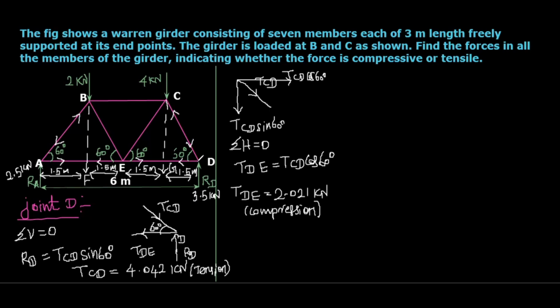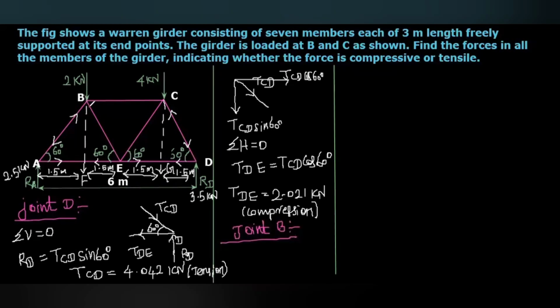Okay. So up to this, we calculated for the joint D also. Okay. Then we are going to consider the joint B. Okay, next. So here B, I'm going to draw the free body diagram of the joint B. Okay, so here you can see this is point B. Here 2 kilonewton vertical downward force is acting at point B. Then there is a horizontal force, that is tension in the member BC is acting.